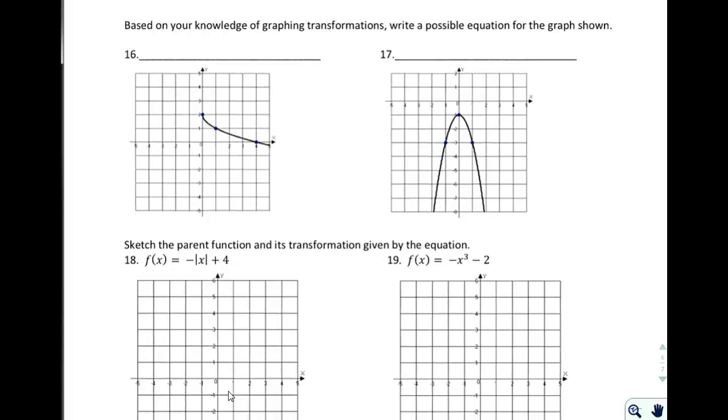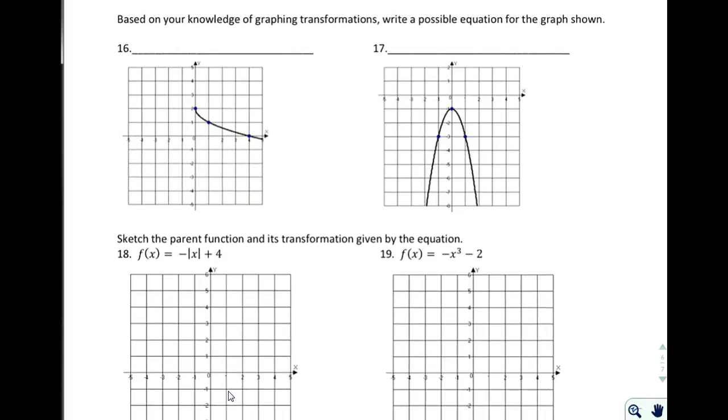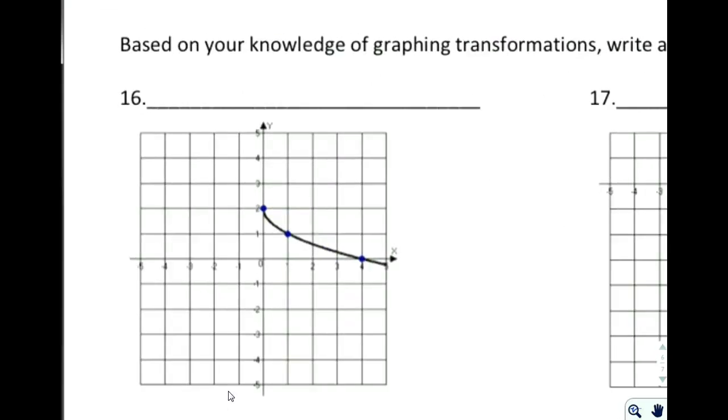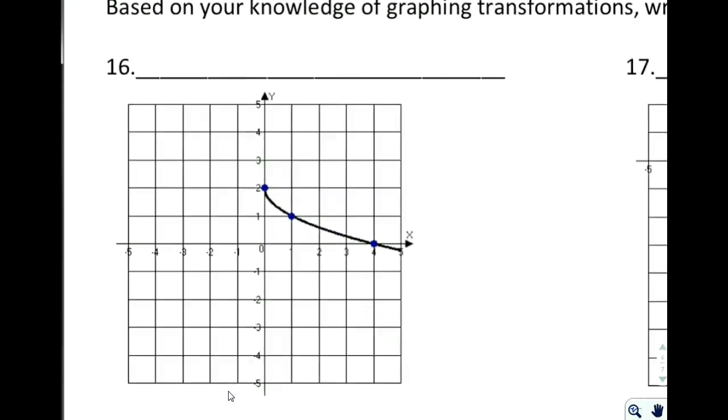Taking a look at these last few problems, it says that we need to write a possible equation given the graph. So now we're working backwards from graph to equation. We're going to take a look at 16 because that's a little bit challenging. When you see this graph here, you recognize that simple curve, and you can imagine if you flipped it over and moved it to the center, it would look something like that.